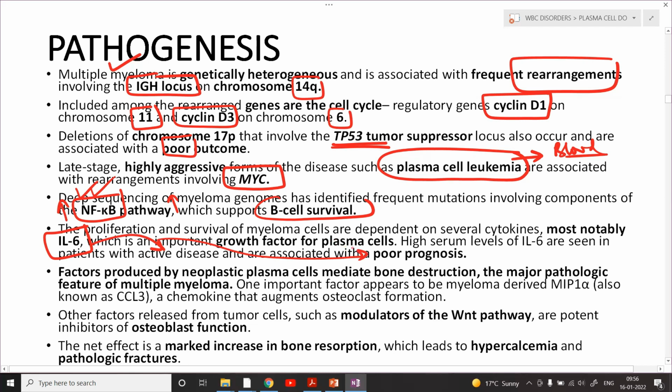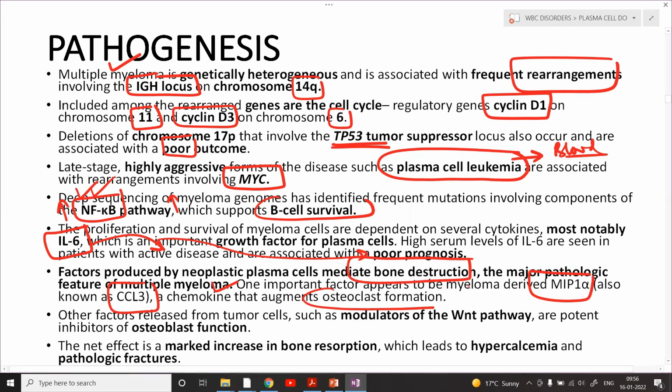Okay. Now, a very important thing is that in plasma cell myeloma, as I told you, there is bony destruction leading to an excessive release of calcium from the bone. Now, which is the factor responsible for this? One important cytokine is MIP-1 alpha, also called CCL3. It is a chemokine which is augmenting osteoclast activity, causing excessive destruction, leading to excessive release of calcium.